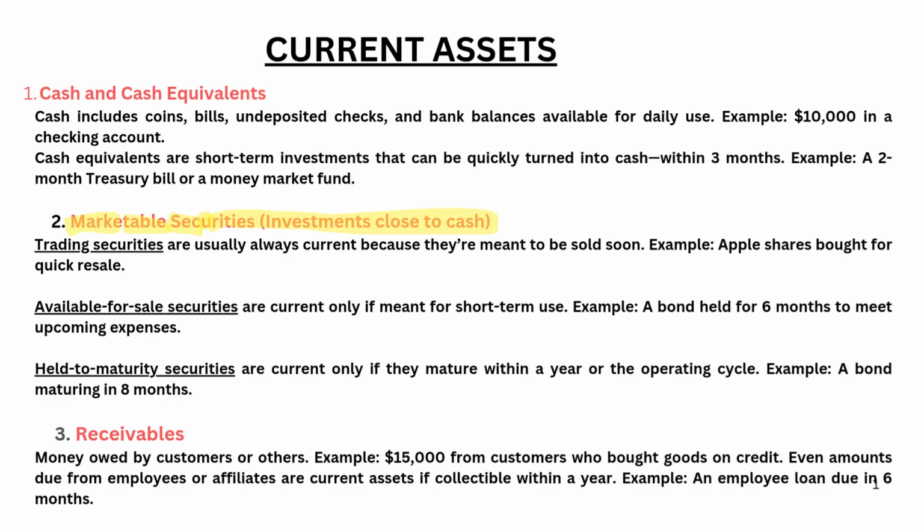3. Receivables. This is money owed to the company, usually by customers who bought goods on credit. Example: a company expects $15,000 from customers who haven't paid yet. Even amounts owed by employees or related companies are current if they'll be collected within a year. Example: an employee loan due in 6 months.